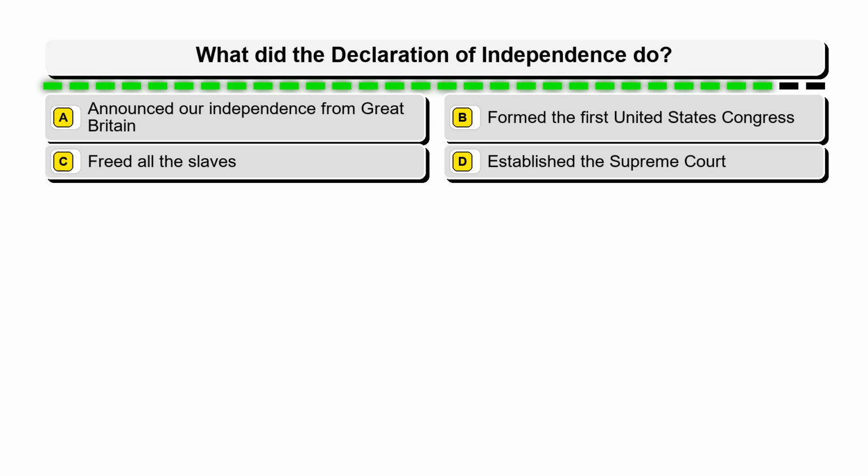Question 34. What did the Declaration of Independence do? Option A, announced our independence from Great Britain. Option B, formed the first United States Congress. Option C, freed all the slaves. Option D, established the Supreme Court.